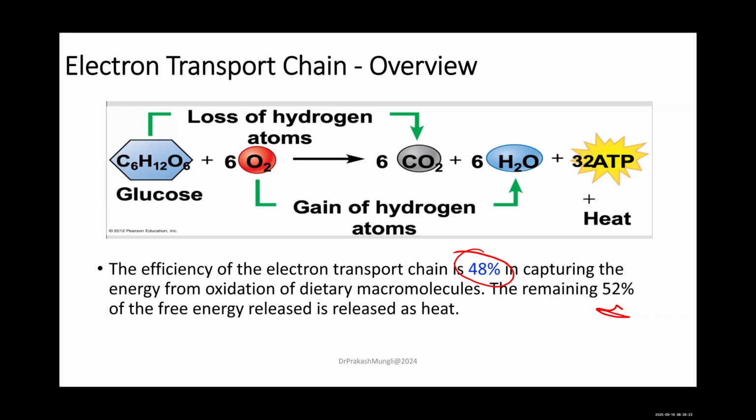That 48%, which is converted to energy, is 32 ATPs. The 48% of energy coming from glucose is used to make 32 ATPs. The rest is all released as heat, as shown there. So my question is, is this heat useful or waste? Did we waste it, or is it in any way useful?